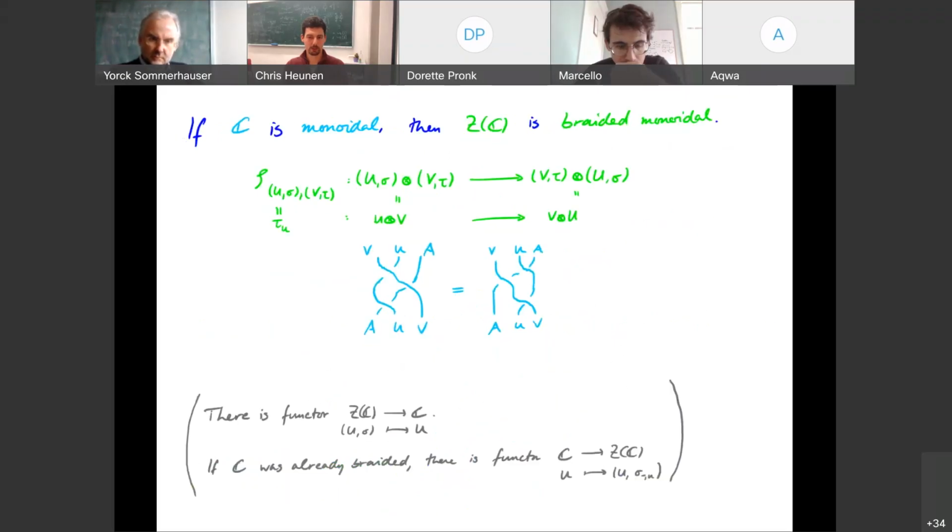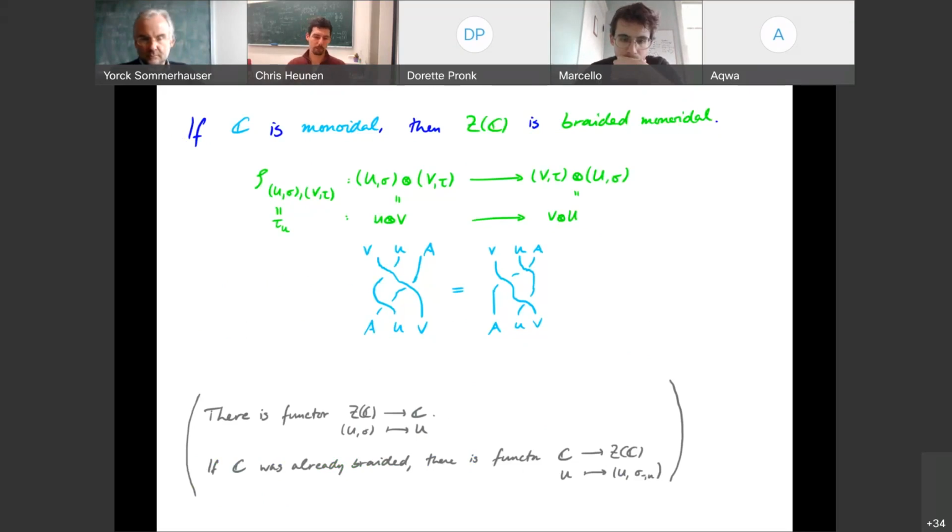So if you work all of that out, what you need to prove for this thing to be a well-defined morphism is this turquoise picture. And that just follows from the axioms of half braidings in the old category. So if you start with a monoidal category C, you can make a new category out of it, Z of C, the center of C, that is now braided monoidal. You've sort of created a braiding.